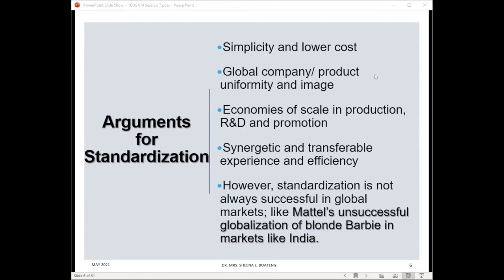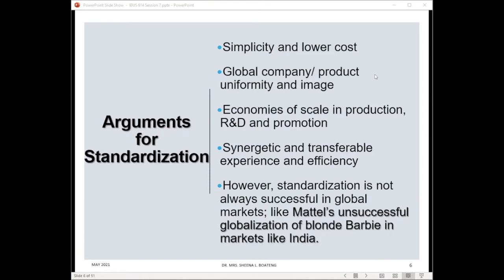Again, proponents of standardization say that it leads to a synergistic and transferable experience, as well as efficiency, meaning that they are able to take the lessons that they learn in the different markets across the world and apply this knowledge in the other markets where they are selling the same standardized products and services, right? I think the word here is not synergetic, it should be synergistic. So I'll go with synergistic, right? So it leads to a synergistic and transferable experience and efficiency.